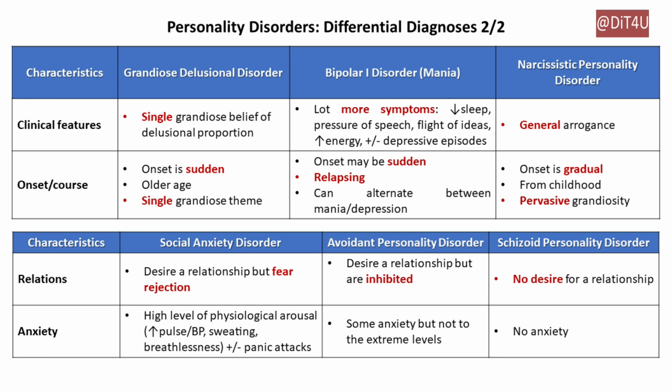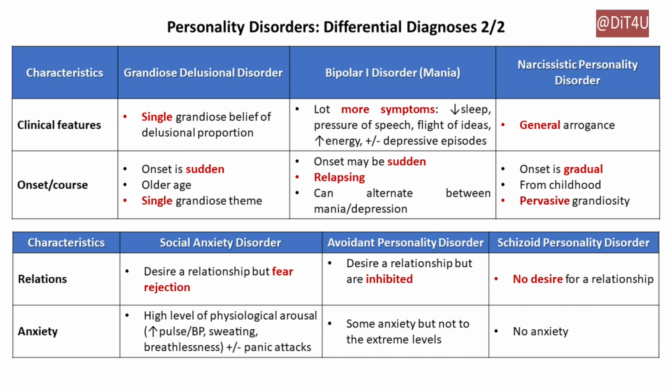But if it is part of mania, there are a lot more symptoms such as reduced sleep, pressure of speech, flight of ideas, increased energy, with or without depressive episodes. Bipolar 1, remember, even mania is enough to call it bipolar 1. Whereas narcissistic personality disorder is general arrogance. They generally feel too high of themselves. Pervasive, it's present everywhere. Onset and course, onset may be sudden, like in any other delusional disorder, for grandiose delusional disorder, older age of onset, and single grandiose thing.